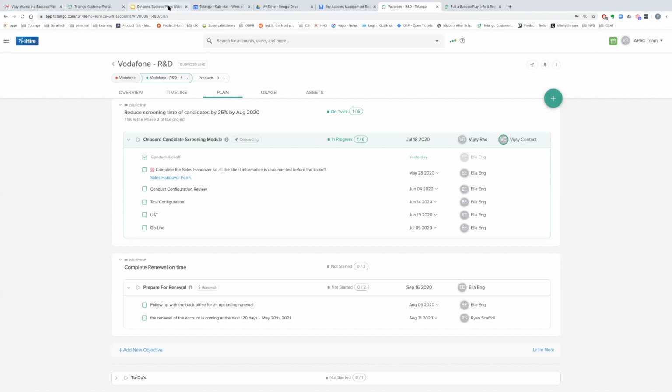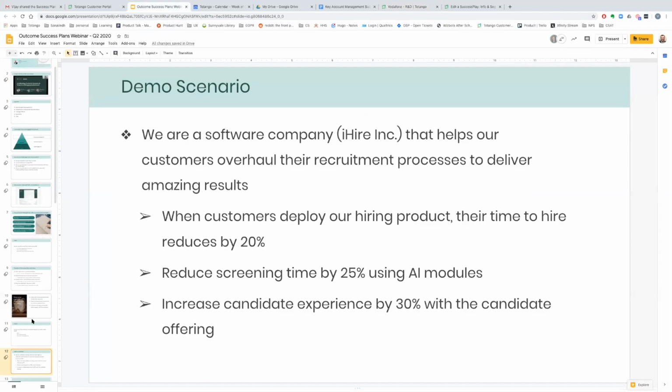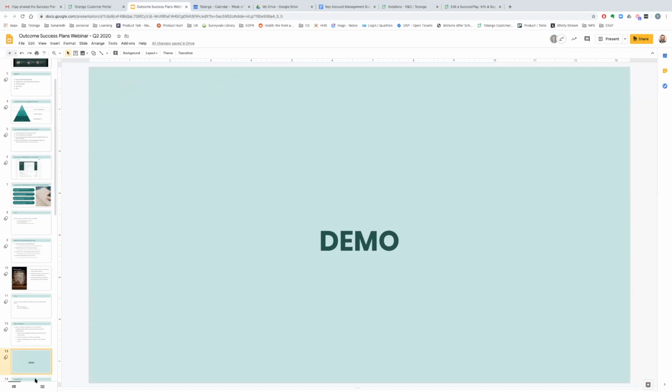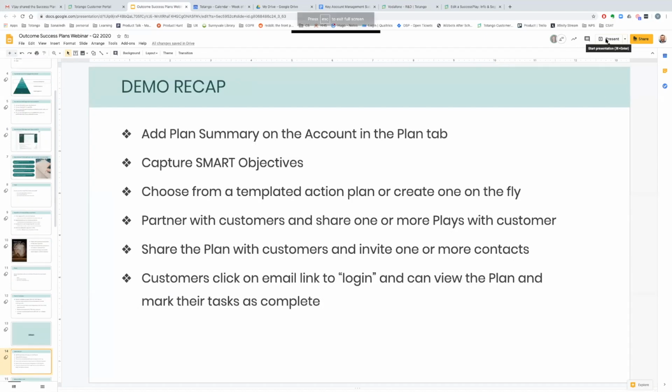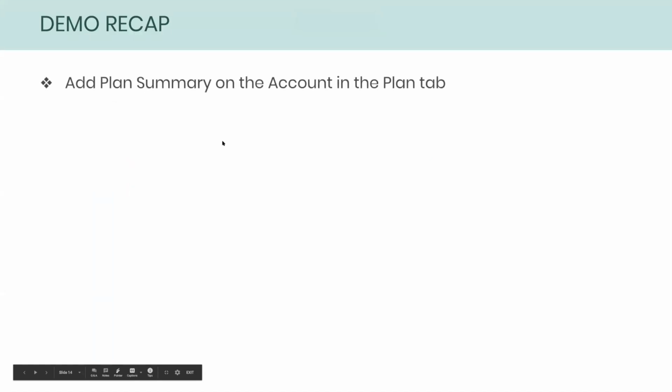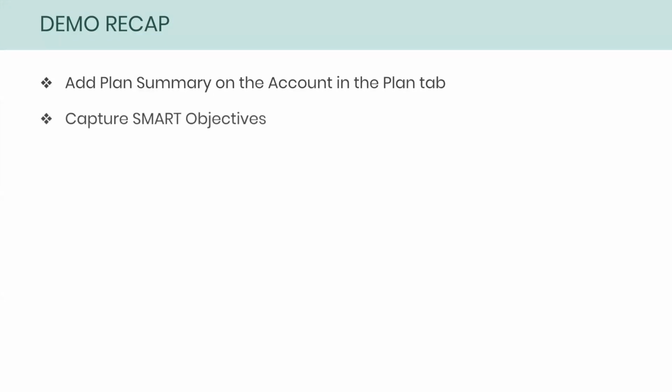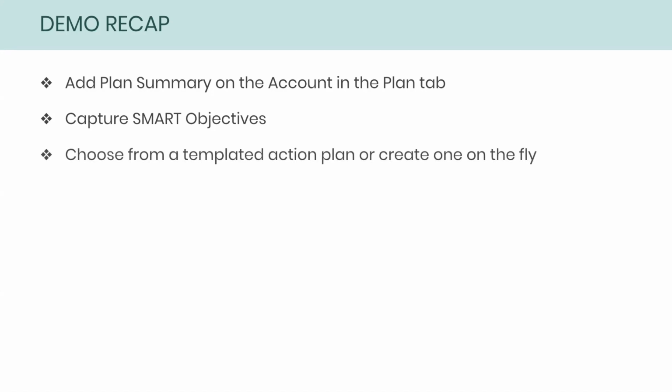All right, so those were the pieces. Let's recap what we just saw. So what we saw was that you had the ability to add a plan summary on the account right up top in the plan tab to make sure that all your team members are completely in sync with what's happening on the account. We have the ability to capture smart objectives with descriptions and capture a clear action plan from a templated series of actions.